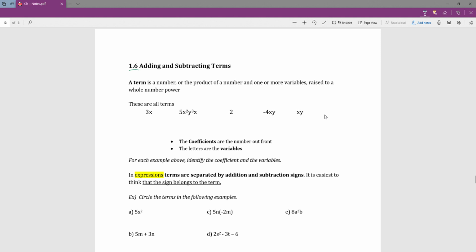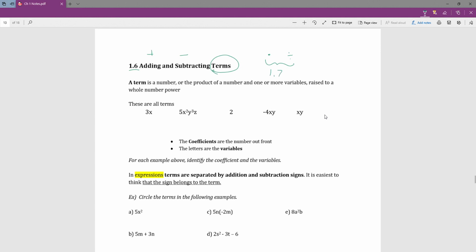So we've talked about how everything in chapter 1 is about expressions and what expressions are. We've talked about variables, and we've talked about a lot of things. So the next thing that we're going to talk about are terms. And we're going to go through adding, subtracting, and then multiplying and dividing terms. And so multiplying and dividing is the 1.7.